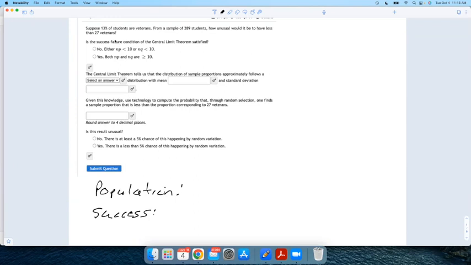So look, whatever comes after the word of is your population. Population is a group, not a number. A lot of times I'll say, what's the population? And the students will say 400. Population's a group, it's a category. My population here are the students. And what did 13% of them do? They were veterans.